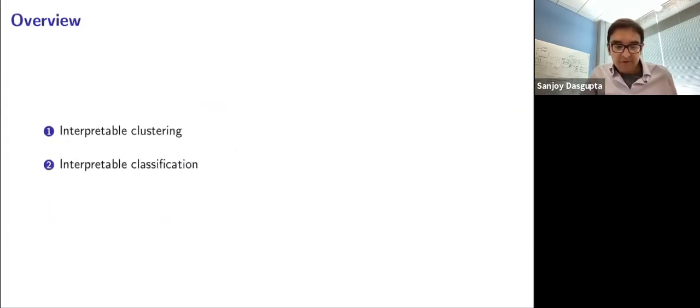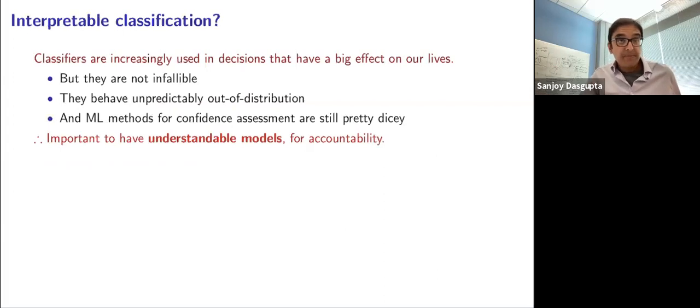Okay, so I've talked a little bit about clustering, and now I wanted to talk about classification. So, as I think we all know, machine learning classifiers are increasingly being used as part of decisions that really affect our lives. Who gets hired, who gets a loan, who gets parole, who gets policed, all of this kind of stuff. And it's a little bit scary because, as we also know, these classifiers are far from infallible. They make plenty of mistakes.